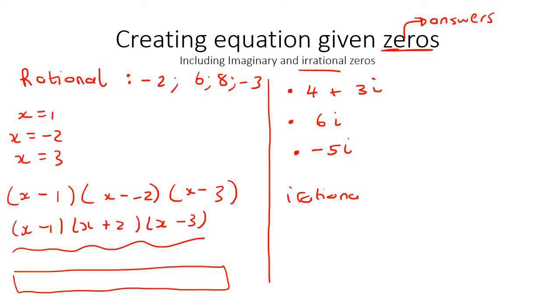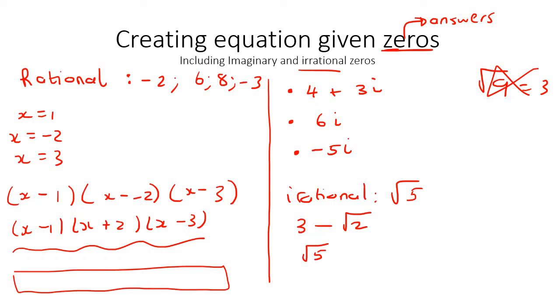Now, what's an irrational? Well, irrational is when you have a square root that is not a perfect square. So, for example, square root 9, that's 3, so that's rational. But what if you have something like square root 5? That's not a nice number. Type it on your calculator, you'll see what I mean. It's just got decimals and it's really ugly. So you might get an answer like 3 take away square root 2, or square root 5, or 2 plus square root 7, for example. You could even get imaginary and irrational at the same time, like 3 plus square root 2i.